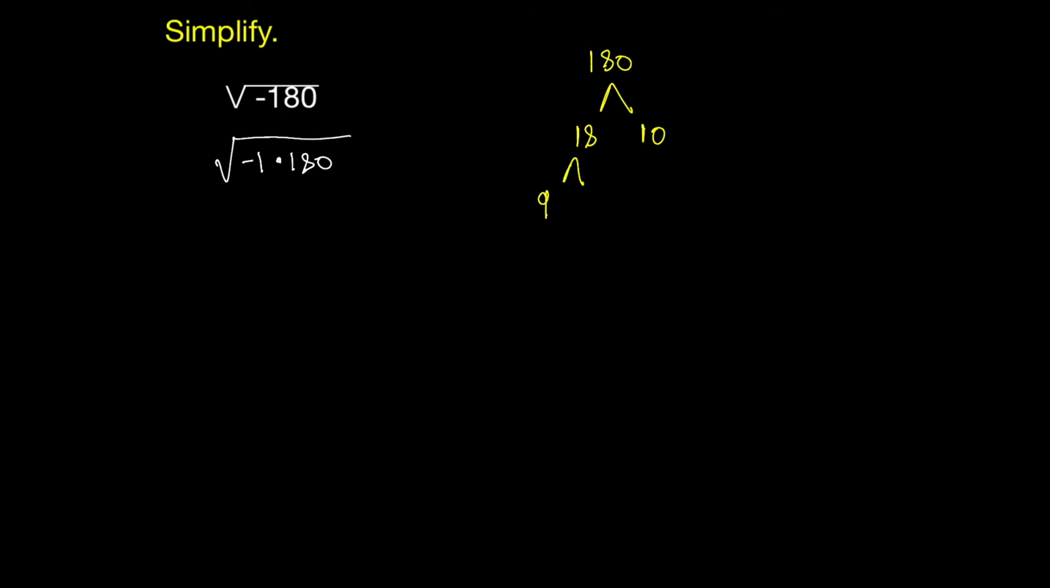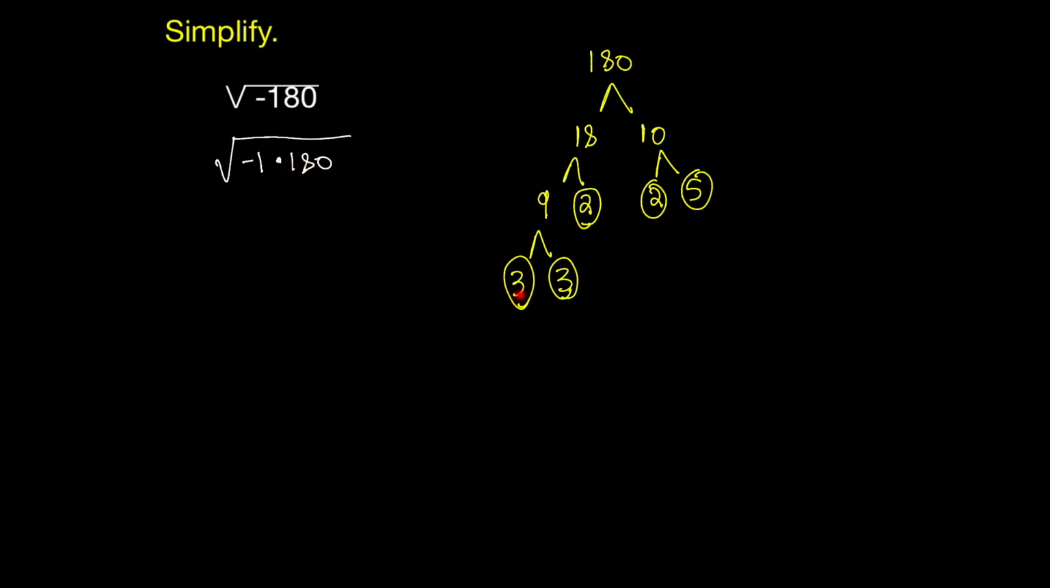And then 18 is the same thing as 9 times 2. 2 is prime. 10 is the same thing as 2 times 5. 2 and 5 are prime. The 9 is the same thing as 3 times 3. And the 3's are prime. And now I have all prime numbers.